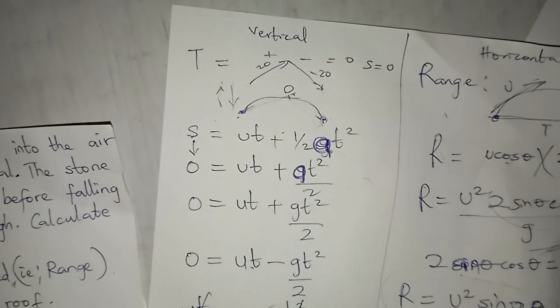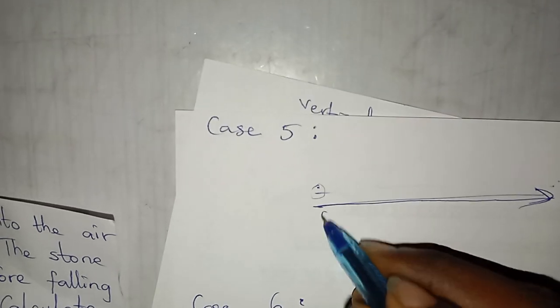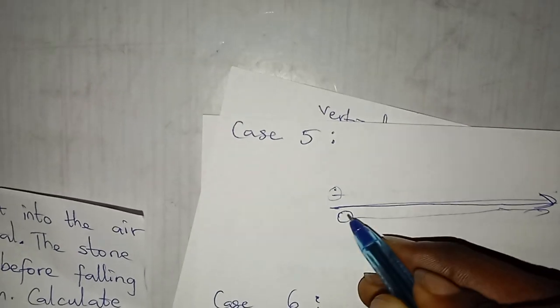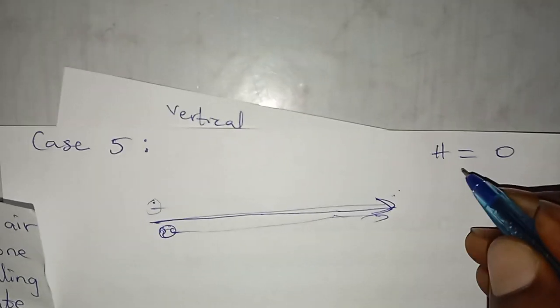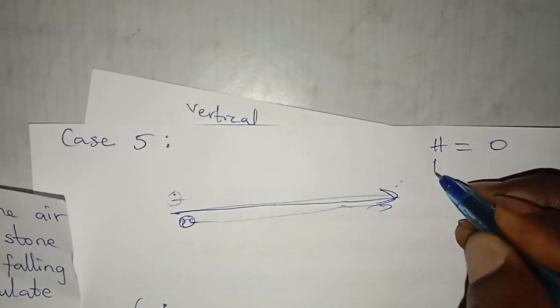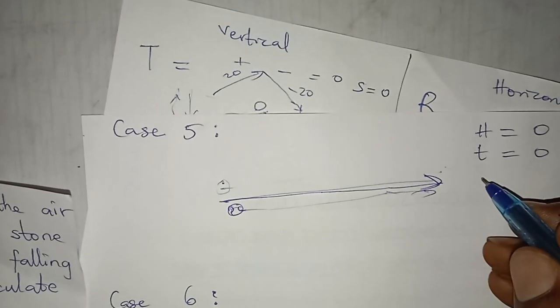All right, let's move to case 5, which is the second to the last one. For case 5, they say a ball is placed horizontally, I play this ball to my friend. They ask me to find the maximum height. It's not possible. And they ask me to find the time to reach maximum height. It's not possible. Then they ask me total time taken. Total time taken is possible.